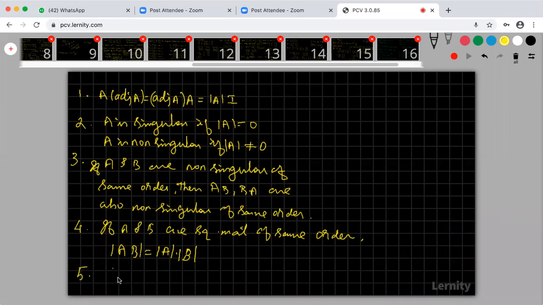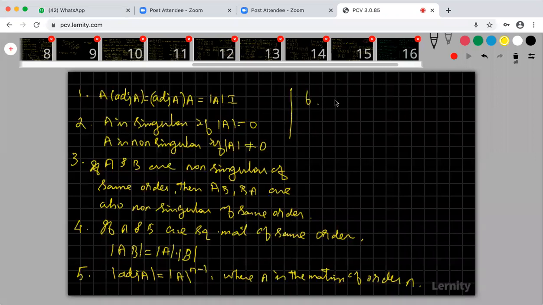Another result we have discussed: determinant of adjoint of A is equal to determinant of A the whole power n minus 1, where A is the matrix of order n. The sixth result: A is invertible. Invertible means inverse exists. The inverse exists if and only if A is non-singular.